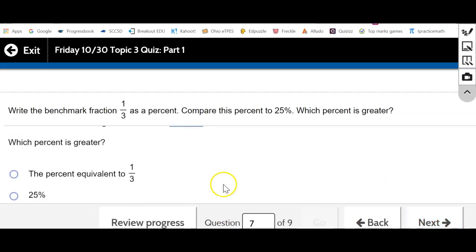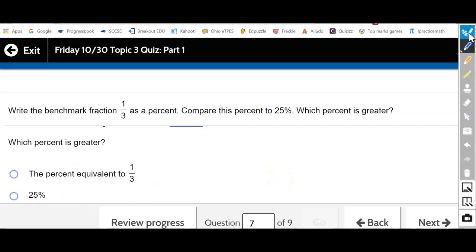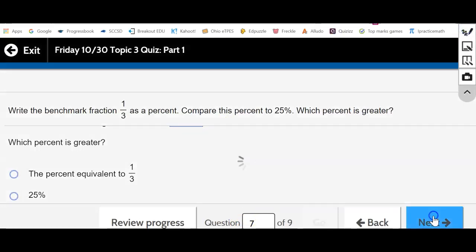How do you compare fractions and percents? Right? Convert them both to decimals. 1/3 as a decimal, 1 divided by 3 is 0.3 repeating. 25% as a decimal, move the decimal 2 places to the left, it's 0.25. Then you can compare them easier. 0.3 is greater than 0.2, right? Okay.